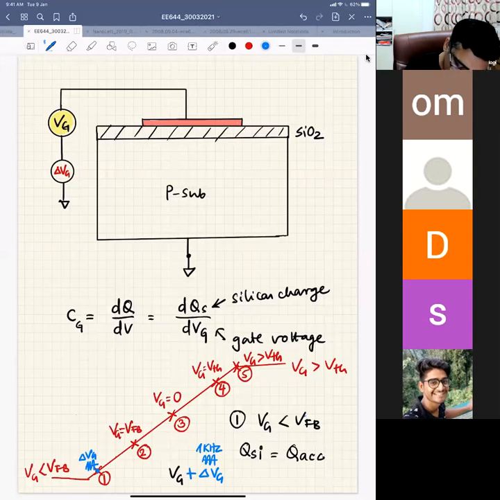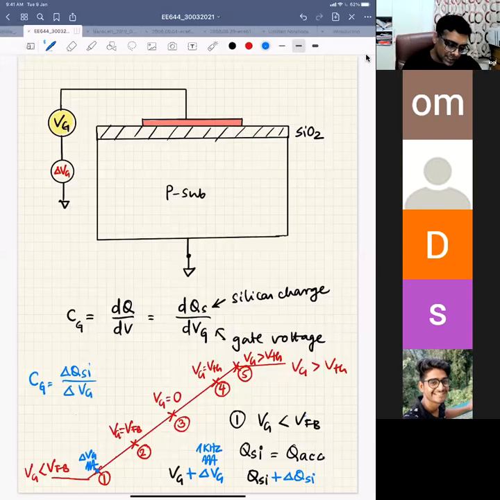So if I do that, then I'll have silicon charge that will also perturb, because your Vg is perturbing. So your silicon charge will also perturb, right? And my capacitance, the gate capacitance that I'm talking about, is nothing but del Q by del V, right?